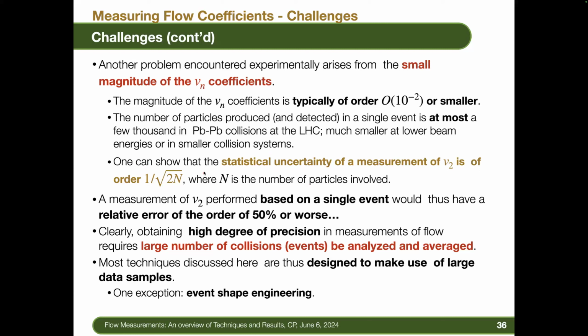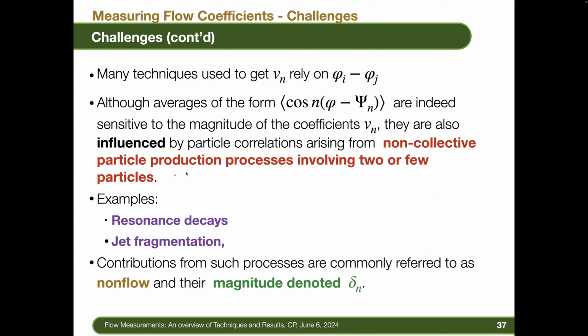So for a small number of particles, this statistical uncertainty is very, very large. When you get to a very large system with large multiplicity, you get some relief and decent measurement precision, but essentially you cannot determine these flow coefficients with very high accuracy from one collision alone. What that means in practice is that we have to average over many collisions.